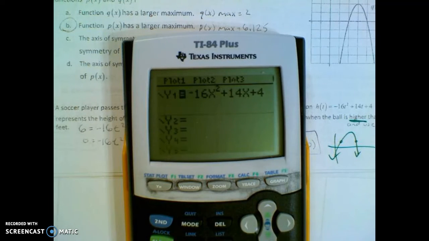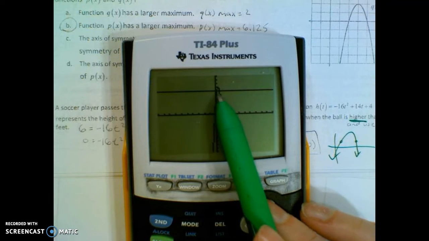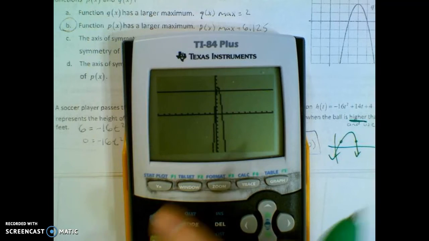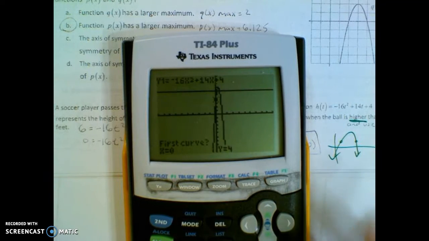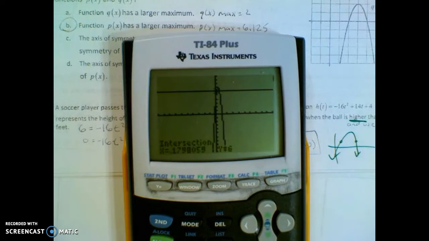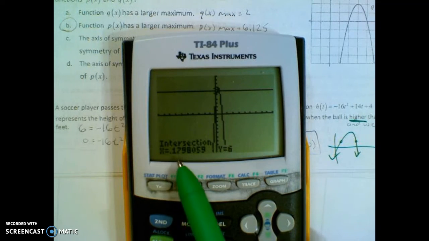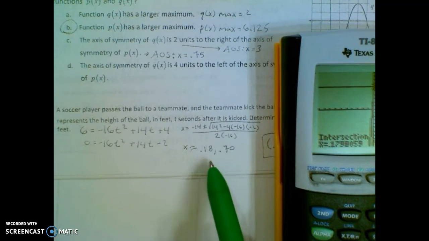So I'm going to go to y equals, and that's a height. So I'm going to put in 6 for y equals. I'm going to graph it. This guy's actually kind of small, so you've got to be a little careful on this one. I want to find those times. So second trace, intersect, first curve, enter, second curve, enter, guess. It's actually already closer to that left answer, so I'm just going to press enter. That's going to give me 0.179, which is that 0.18 right there.